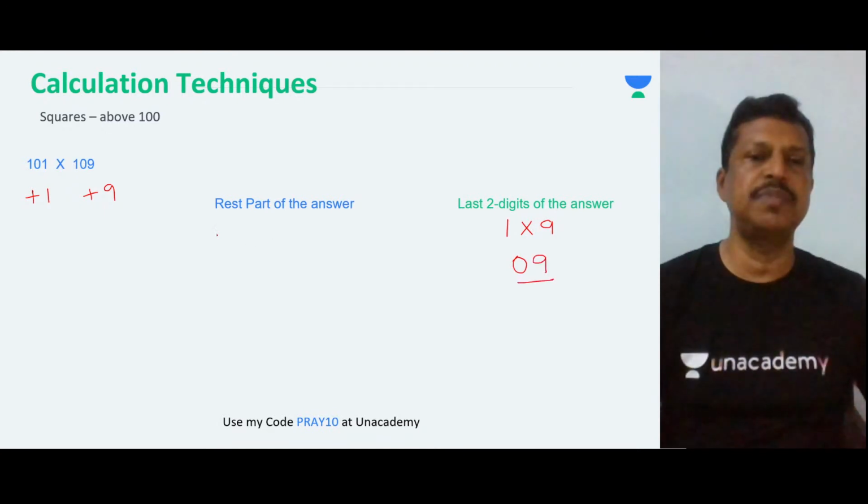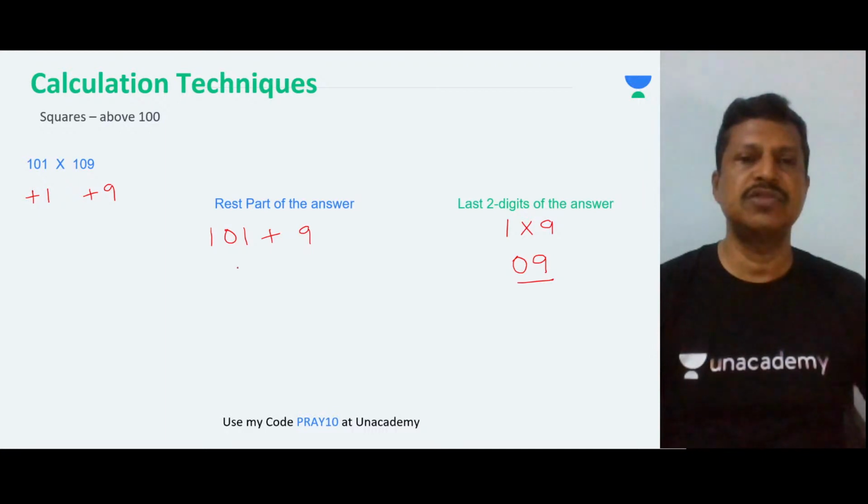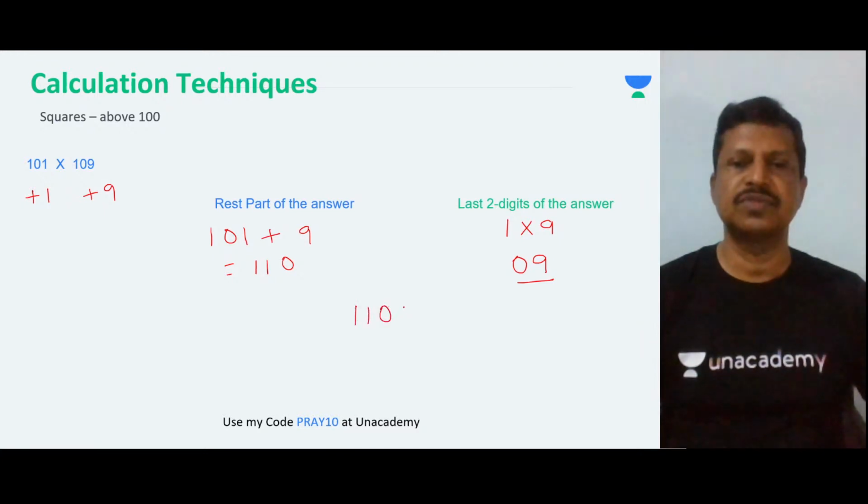And this side is quite simple. It will be 101 plus 9. So this comes out to be 110. Fine. So what is the final answer? Final answer comes out to be 11009. Okay.